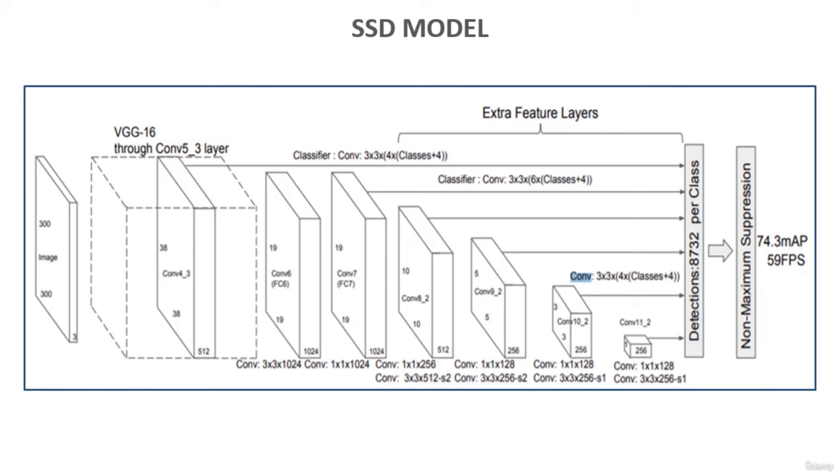Now, with respect to accuracy and speed, the SSD model gives better performance than Faster R-CNN and is chosen for object detection in real time as well.